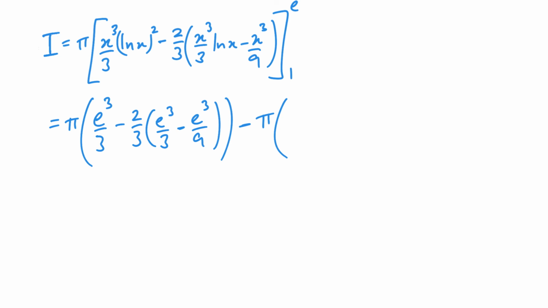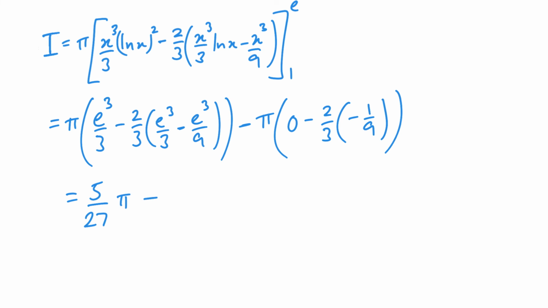So we've got now, substituting in 1, 1 over 3 times ln 1. ln 1 is 0, so I can actually get rid of that. That's just going to be 0 minus 2/3, and then again we're going to get a 0, just minus 1/9 there. Now my first one is actually going to be 5 over 27 pi minus, and don't forget my e there, and that's going to be minus 2 over 27 pi.